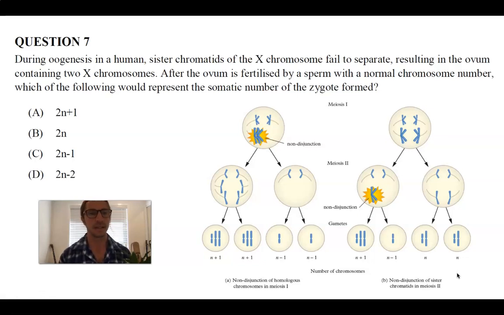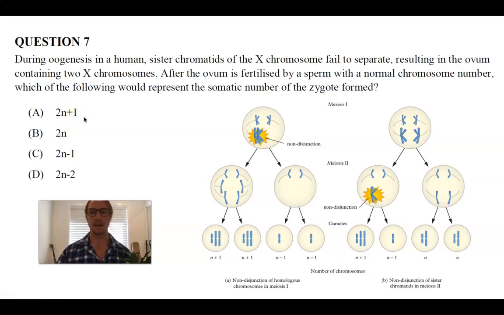Okay, so is it A, 2n plus 1, B, 2n? No, we know that's normal. Is it going to be normal take 1, or normal take 2, or is it normal plus 1? So, by the way, if we have haploid gametes come together, that's what 2n is. But in this case, we have an extra X chromosome, so it's going to be 2n plus 1. The answer is A.